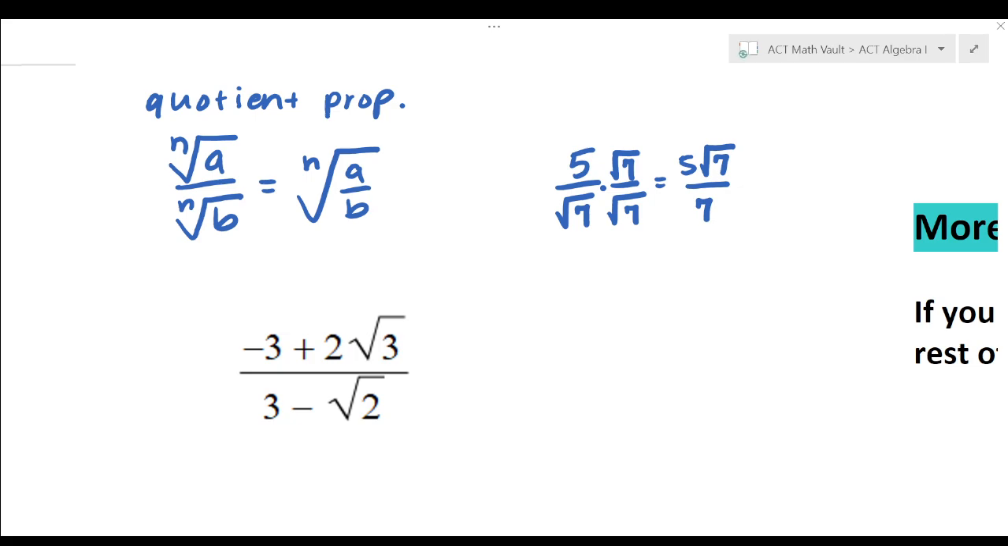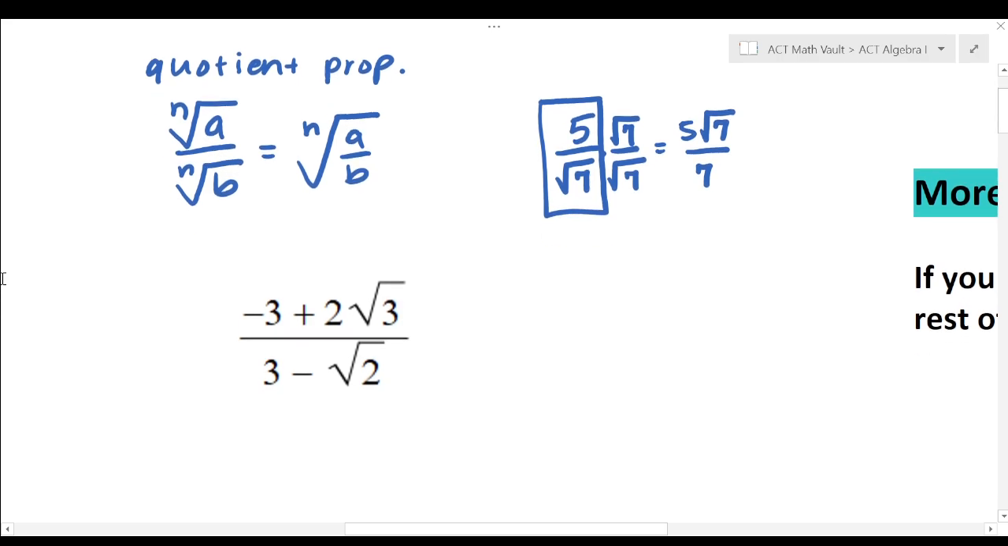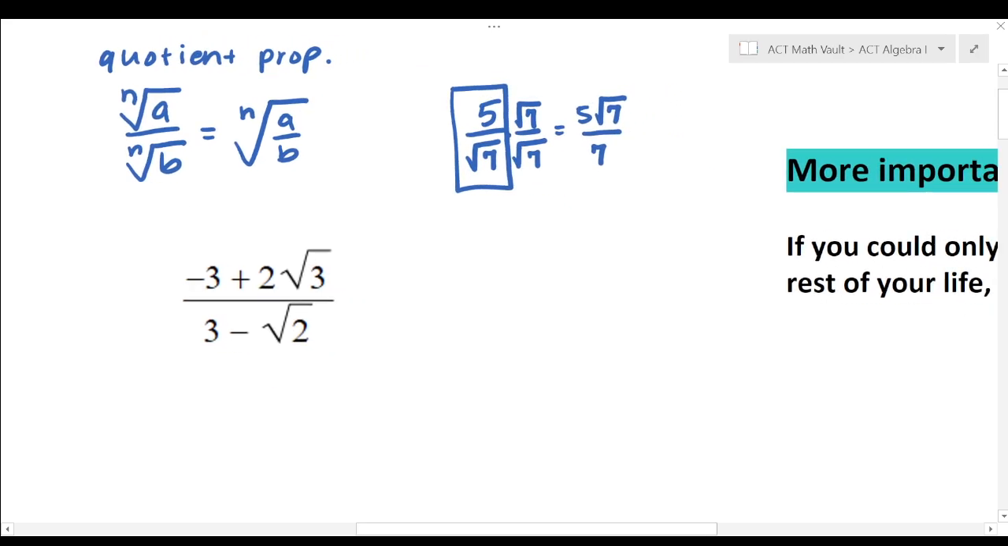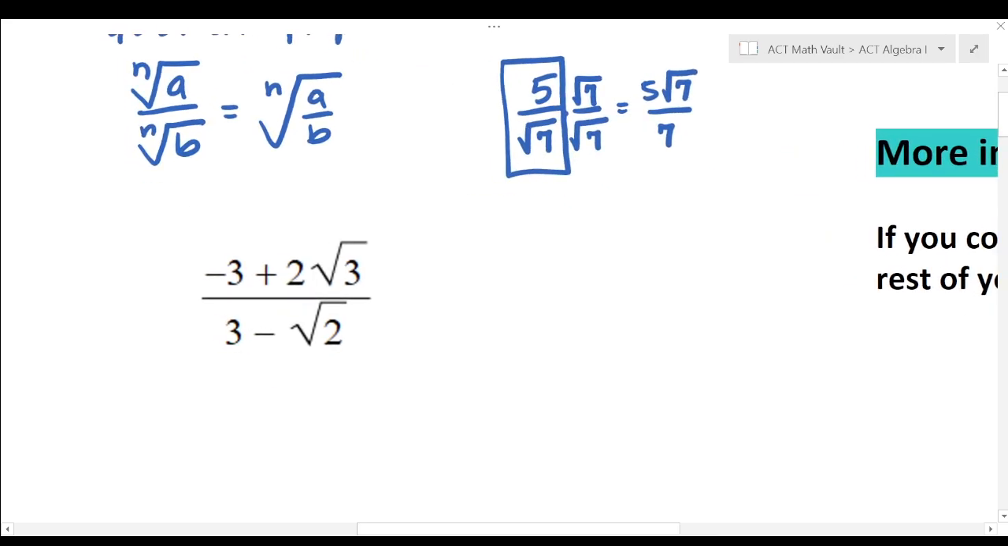So that trick is helpful when I have, remember my problem was like this. That was just a single root on the bottom. But this is a lot messier here where we have multiple terms. There's a 2 in front of this root. There's a root down here, but there's a 3 with it. So there's a trick, and that is to use what's called the conjugate of the bottom.